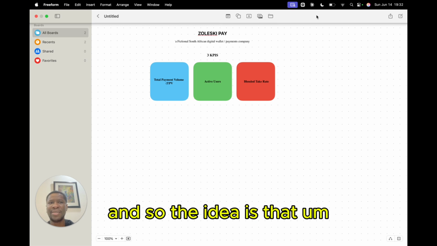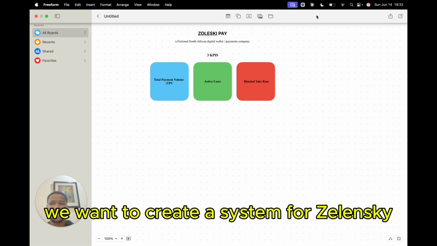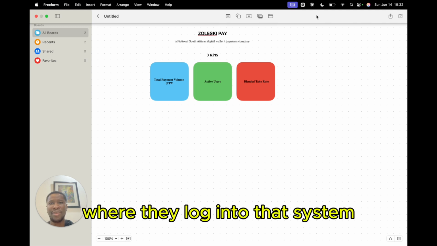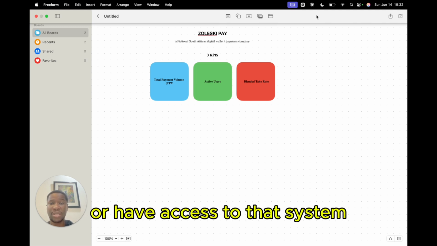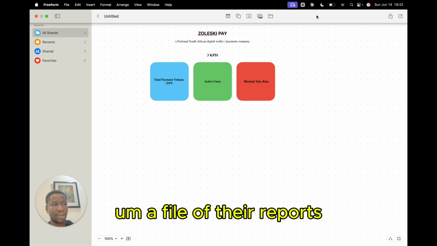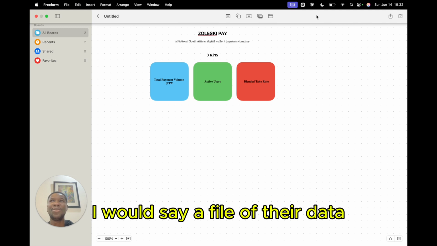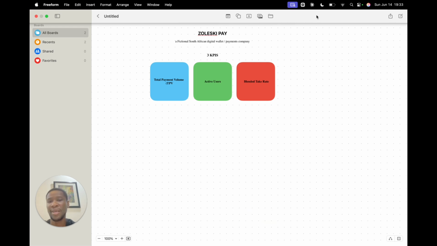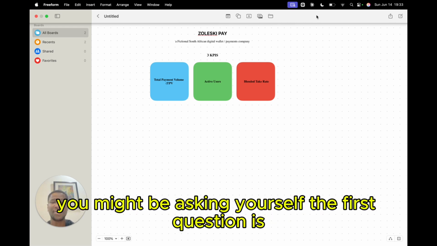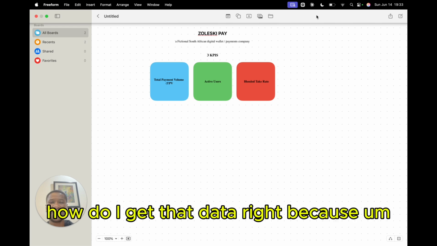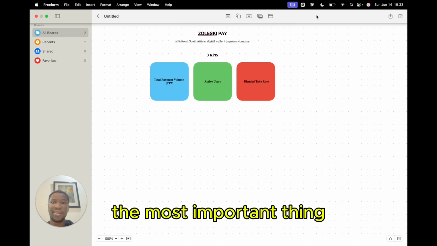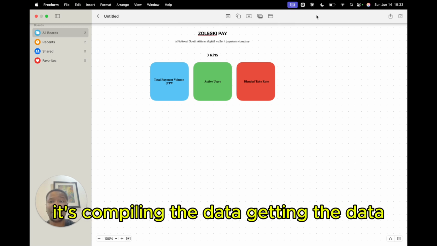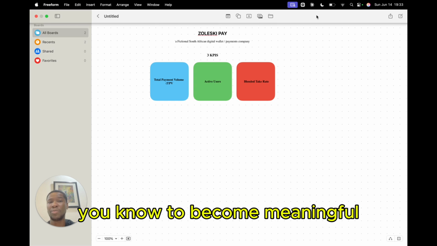And so the idea is that we want to create a system for Zoleski where they log into that system or have access to that system. They are able to upload a file of their data and be able to generate a report at the end of the day. Now, as a business owner, you might be asking yourself the first question is, well, first of all, how do I get that data, right? Because that's the most important thing when it comes to report generation. It's compiling the data, getting the data to become meaningful.